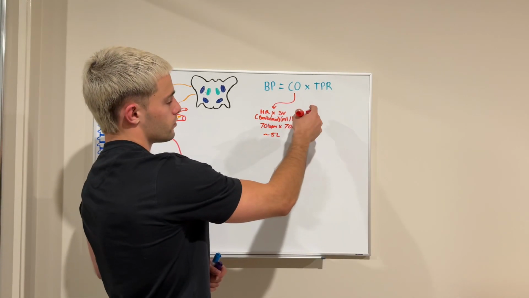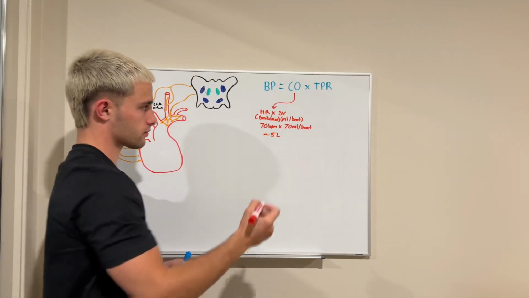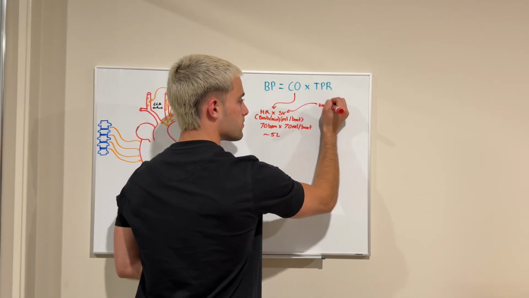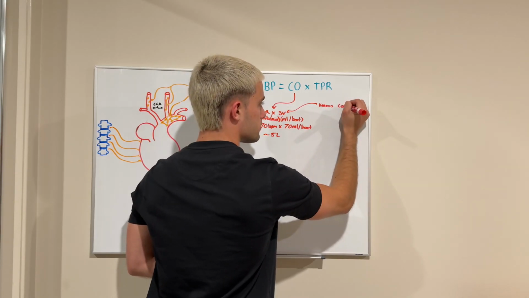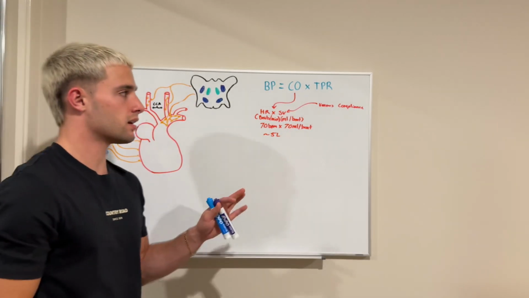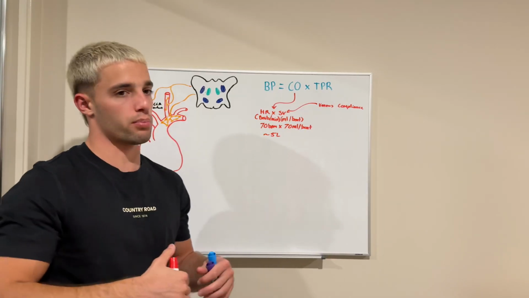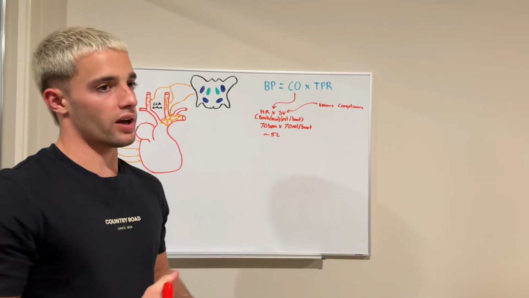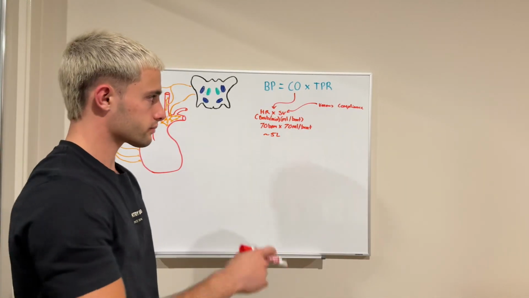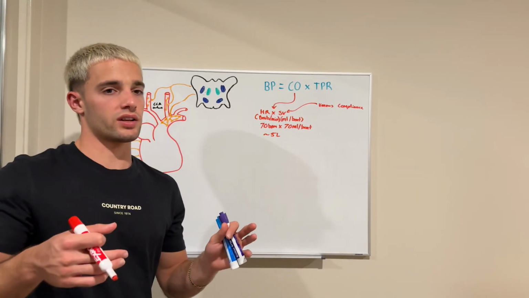Now, stroke volume has 3 separate things that influence it. First of all, we have venous compliance. Now, venous compliance is important because it's the willingness of the veins to put up with pressure. So if venous compliance goes up, the veins are going to expand or dilate, and they're going to allow more blood to pool. This helps when we're trying to drop the blood pressure.